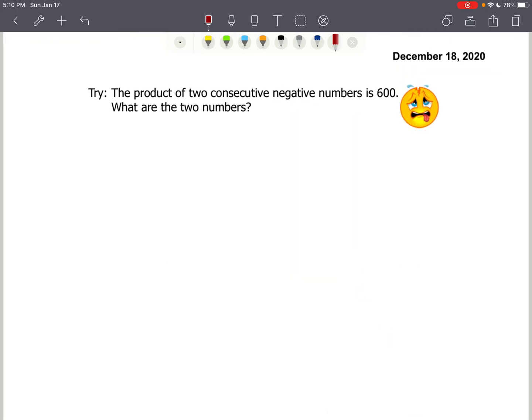Okay, let's see if you can try this problem. Remember to define your variables, that will help. And then press play when you're ready to reveal the work and the answer.